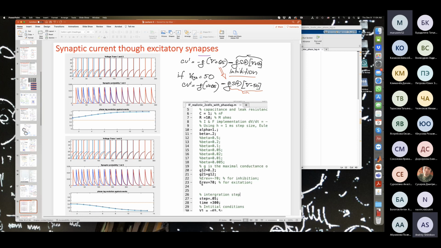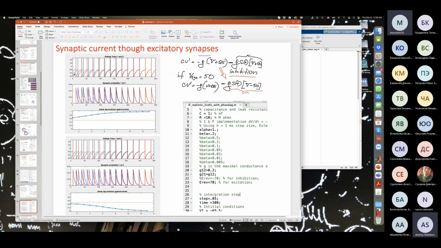As I said, if you make the reversal potential high enough, 70 above the spikes, so these spikes reach up only to 50 millivolts, then if you keep this at this level, the synapse is going to be excitatory. But if you move it to the level of negative 70 over here, then your synapse is going to be inhibitory. So we can see these two examples.